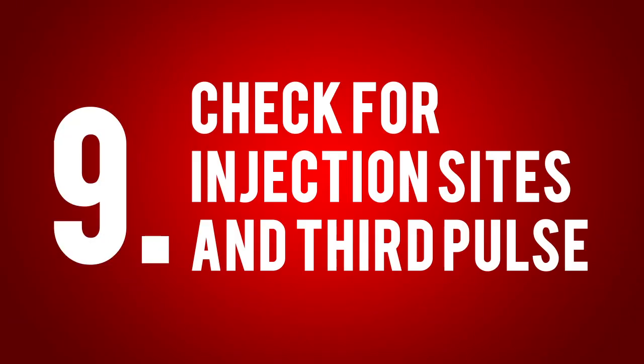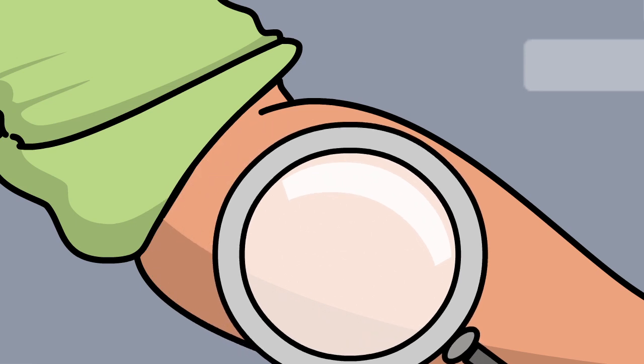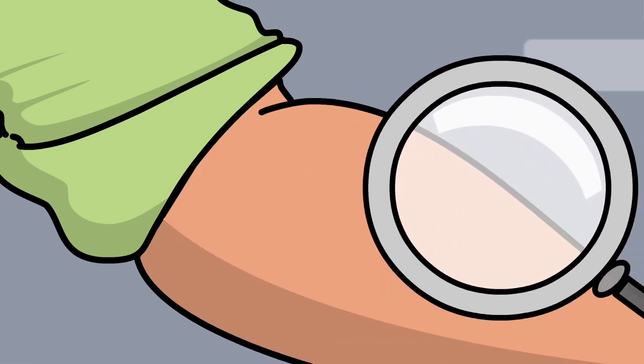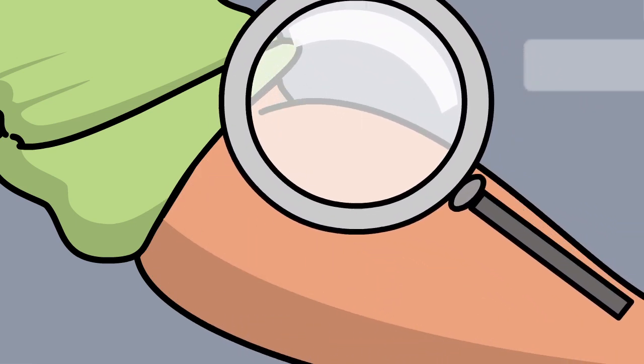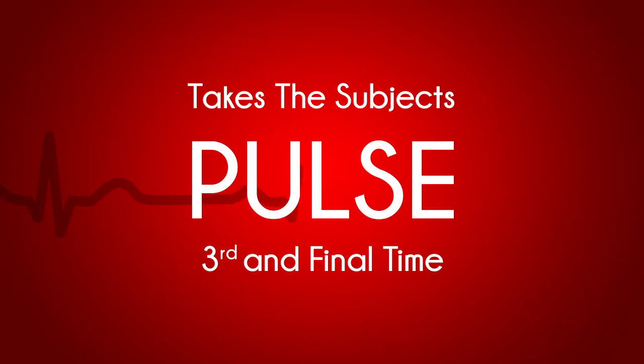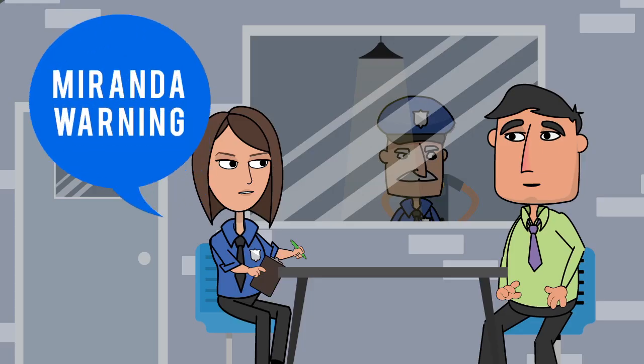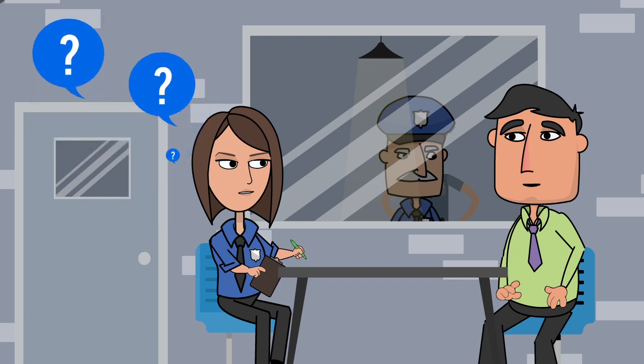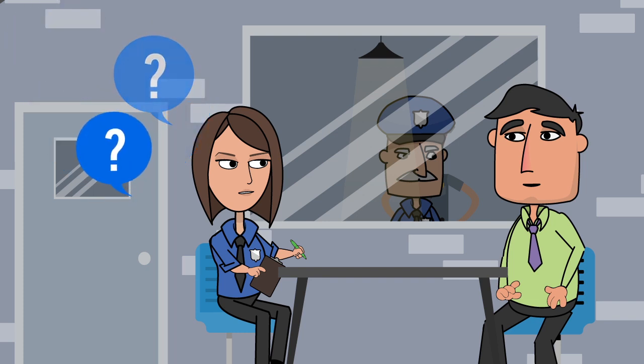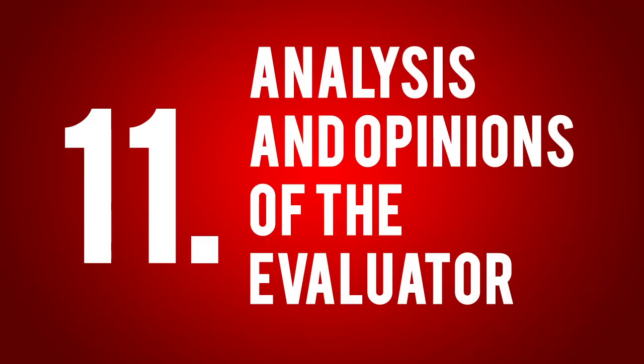Number 9, check for injection sites and third pulse. The DRE examines the subject for injection sites, which may indicate recent use of certain types of drugs. The DRE also takes the subject's pulse for the third and final time. Number 10, subject statements and other observations. The DRE typically reads Miranda if not done so previously, and asks the subject a series of questions regarding the subject's drug use.